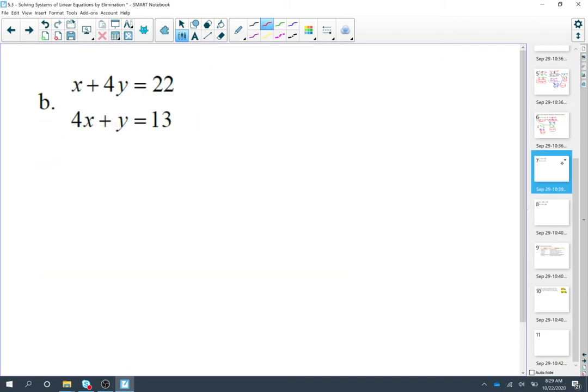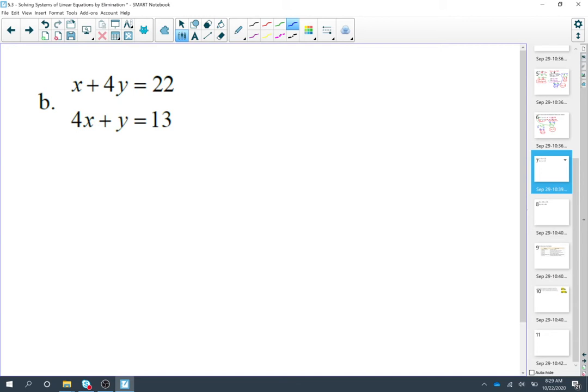Letter B, x plus 4y equals 22, 4x plus y equals 13. So x's are lined up, y's are lined up, constants are lined up. Beautiful. 1 and 4 are not opposites. 4 and 1 are not opposites. So somewhere I need to make one of these opposites.